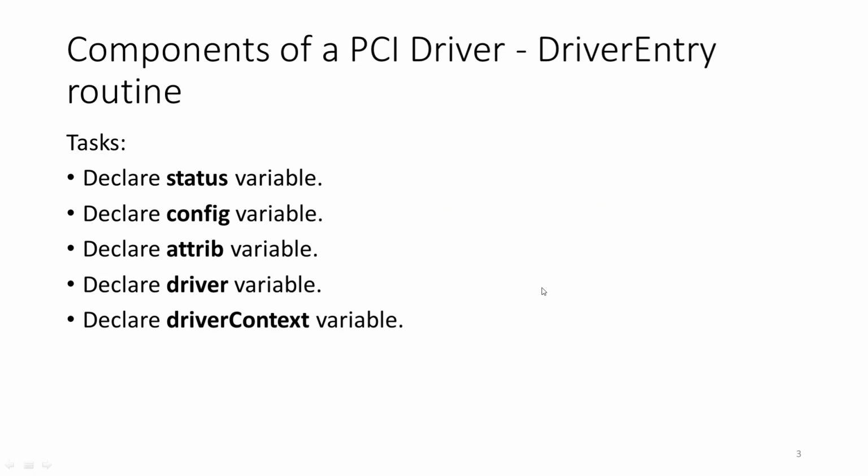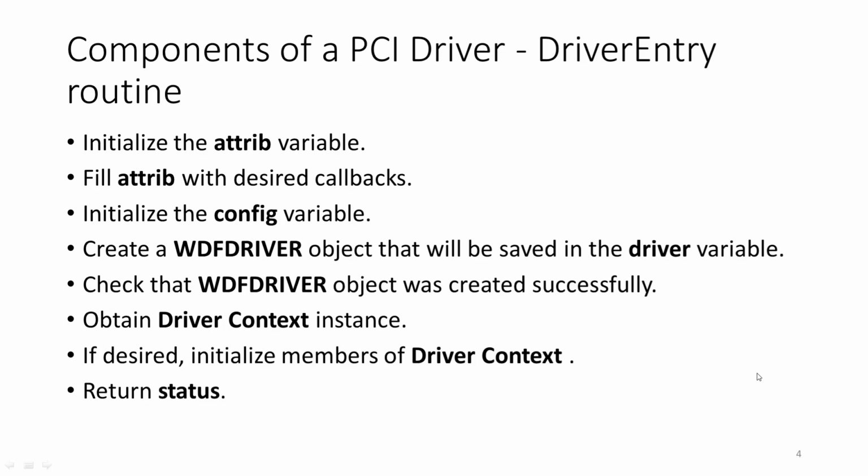Now, I'm going to list the tasks that need to be done in order to make use of this routine. The first task is the declaration of the status variable. The second task is the declaration of the config variable. The third task is the declaration of the attrib variable. Next, we will need to declare the driver variable. Then, we will need to declare the driver context variable. We will also need to initialize the attrib variable. And then, we will fill the attrib variable with the desired callbacks.